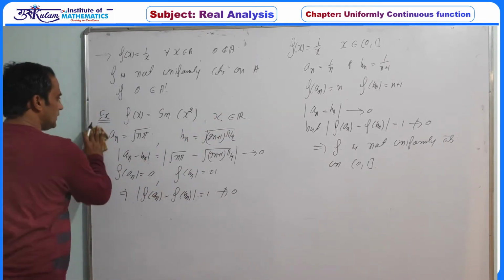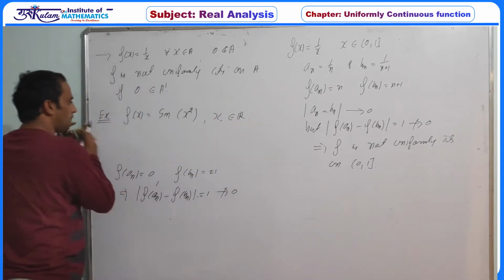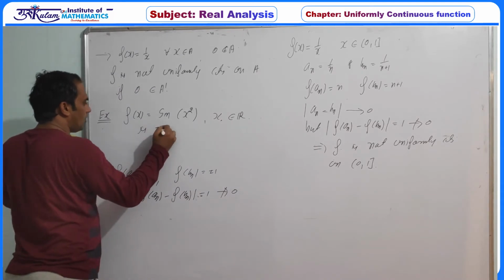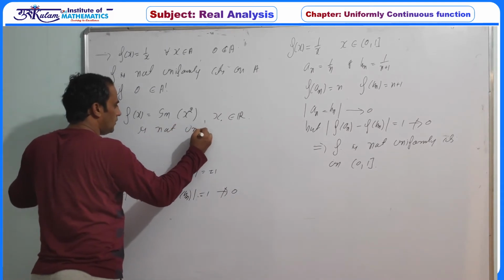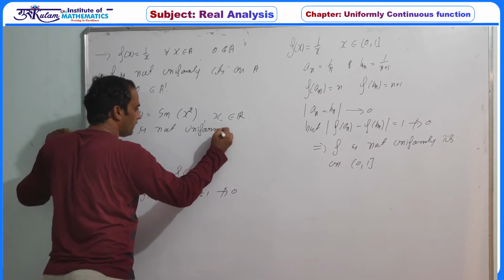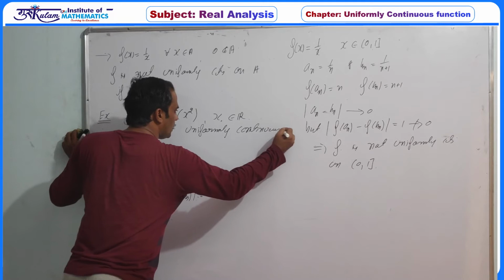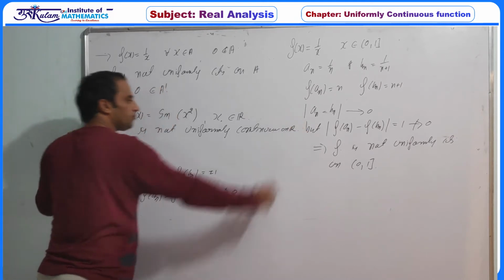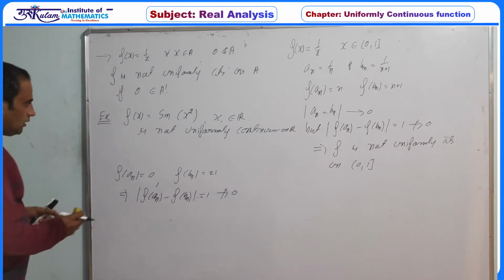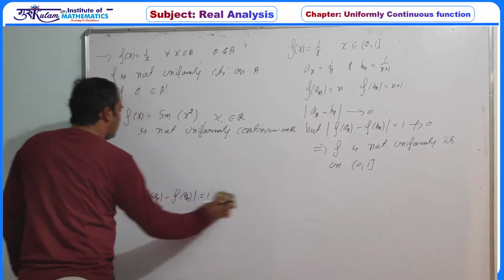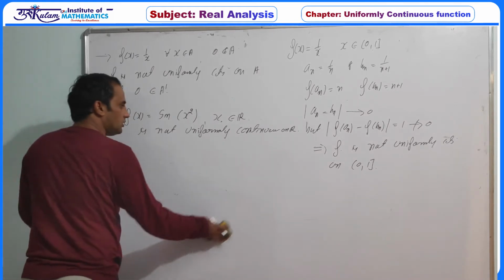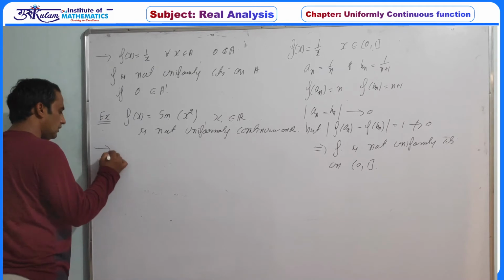So in the second example, this f(x) is not uniformly continuous on R. But this f(x) is a continuous function. So we have an example.